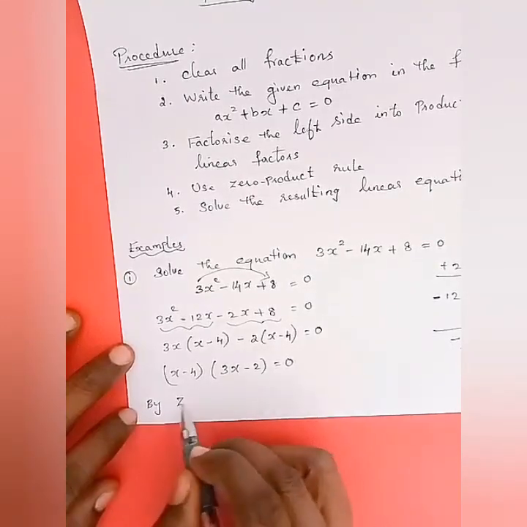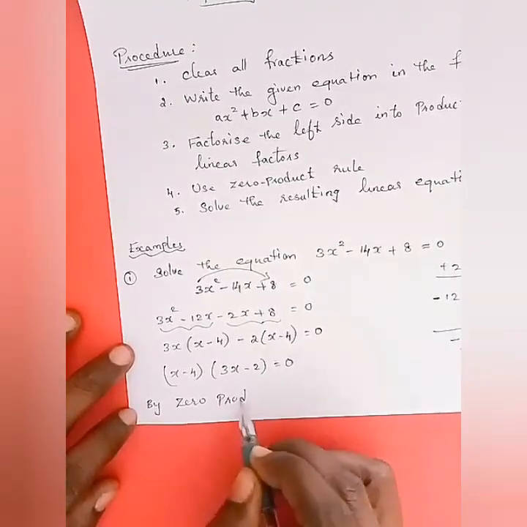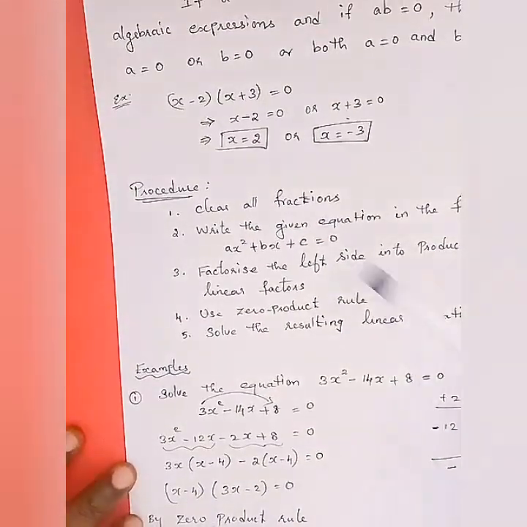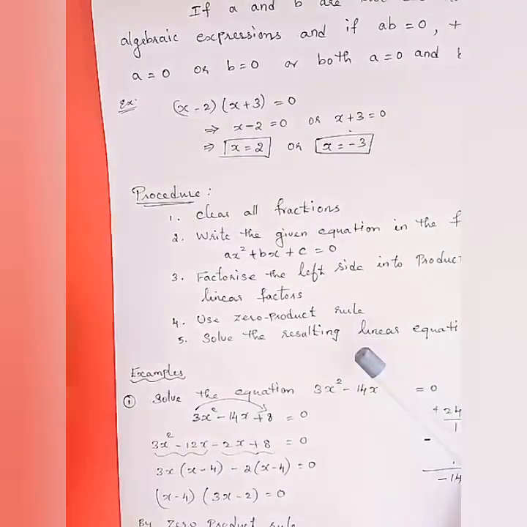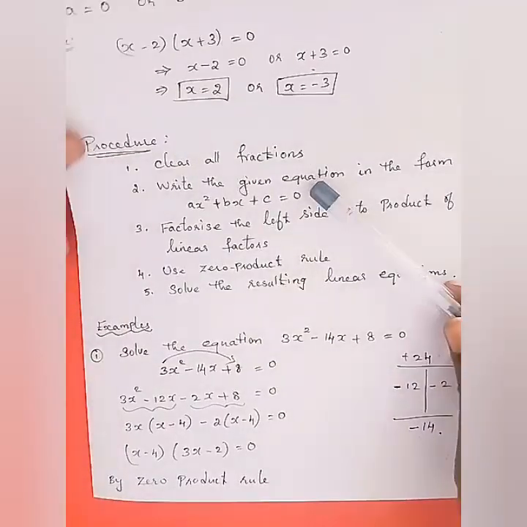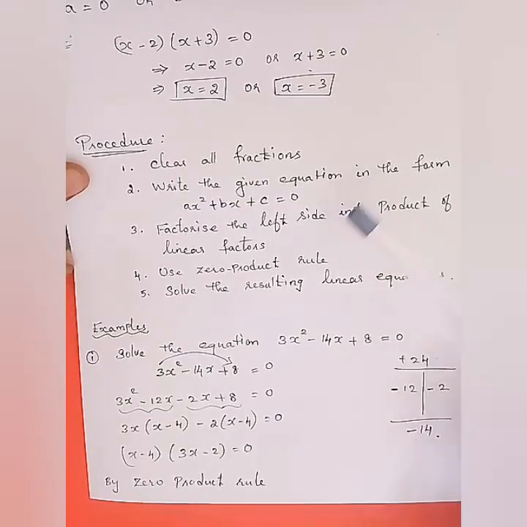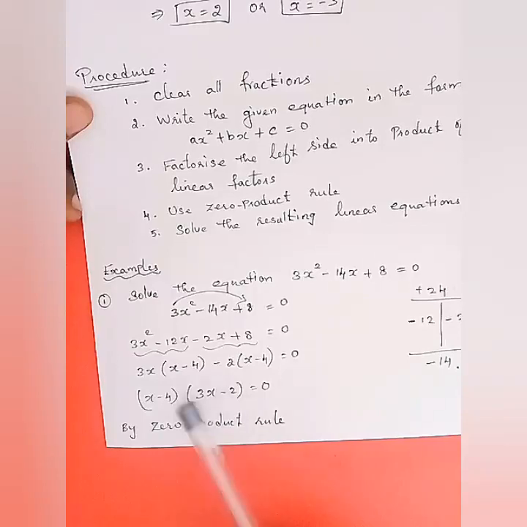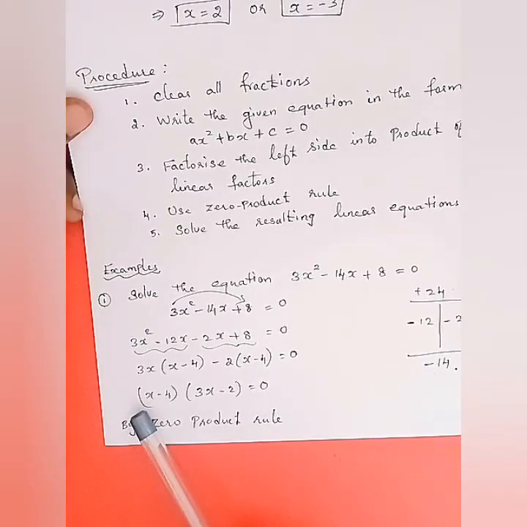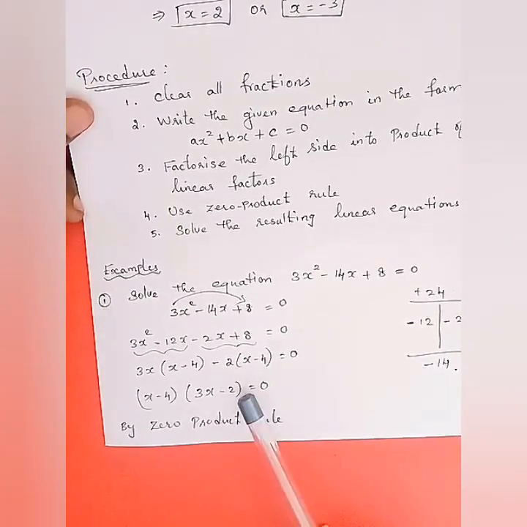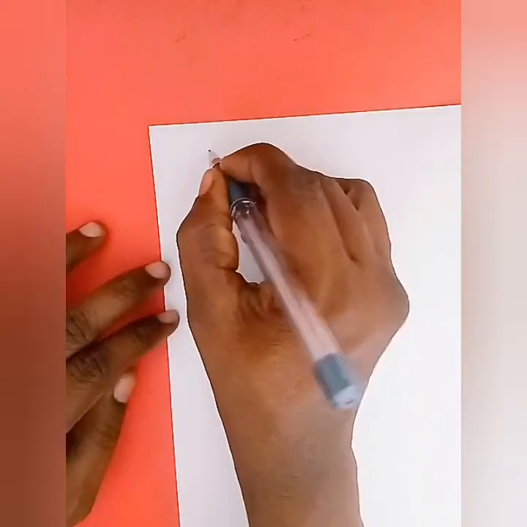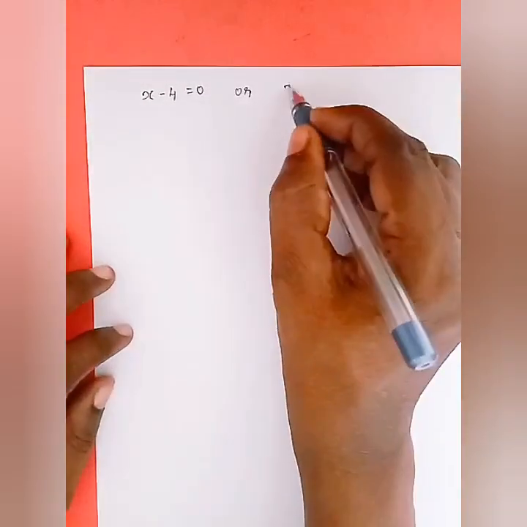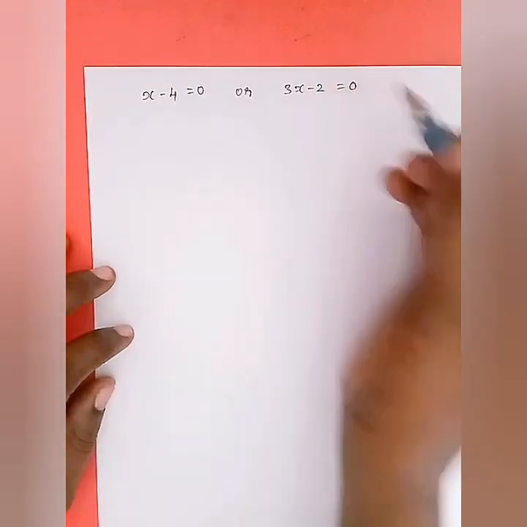By zero product rule, I am going to use zero product rule, because you can see here product of two linear factors, we got it. So again, as per the rule, first it is given in the form of a quadratic equation. We factorized. Now we used zero product rule to split this into two terms. So x minus 4 equal to 0 or 3x minus 2 equal to 0.